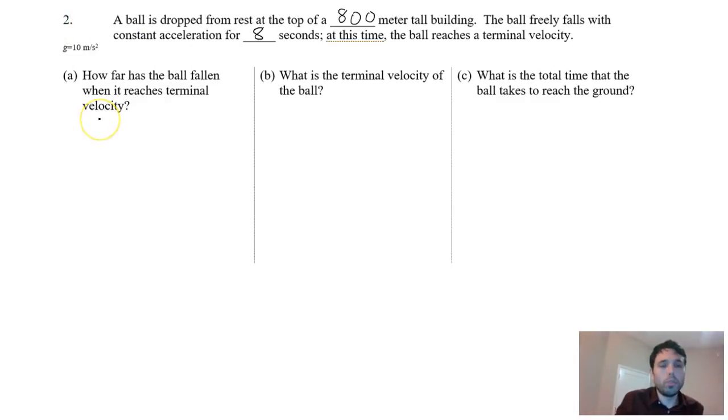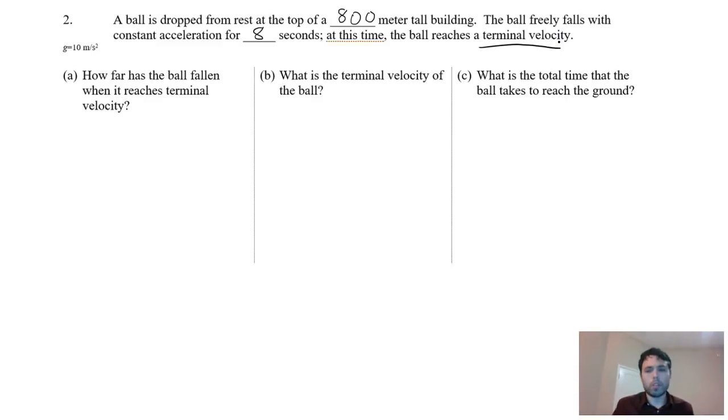We have number 2. We have a ball, and it's dropped from rest at the top of an 800-meter tall building. The ball freely falls with constant acceleration for 8 seconds. At this time, the ball reaches terminal velocity. All right, so a couple things. First of all, what does this term mean, terminal velocity?